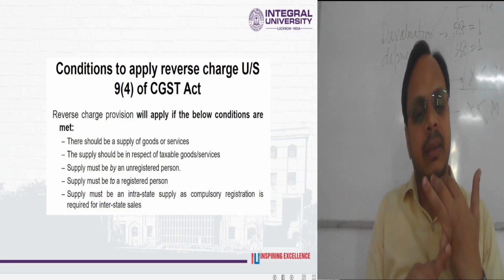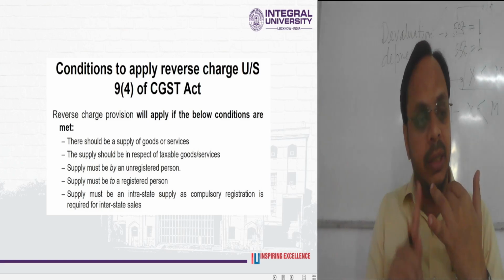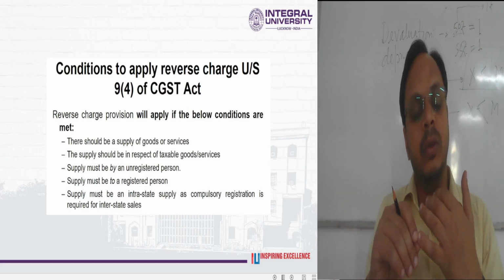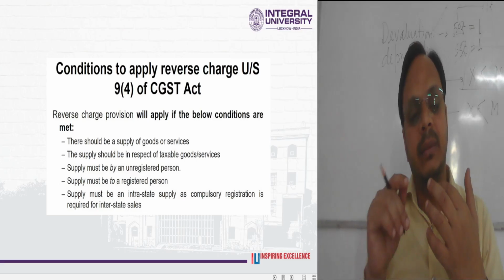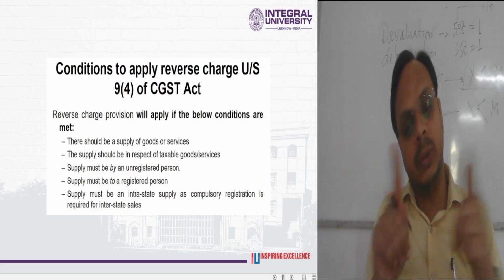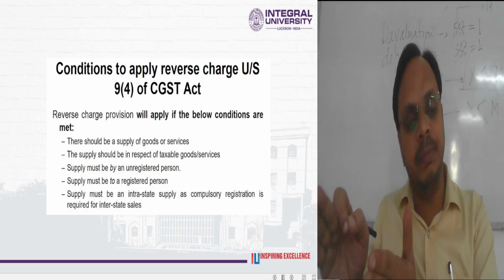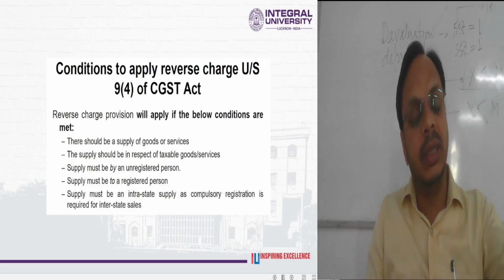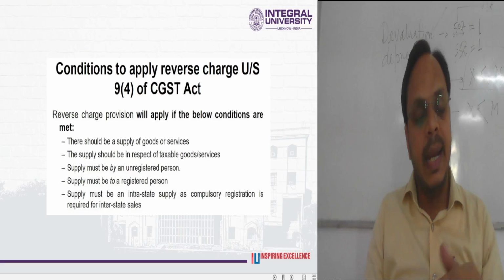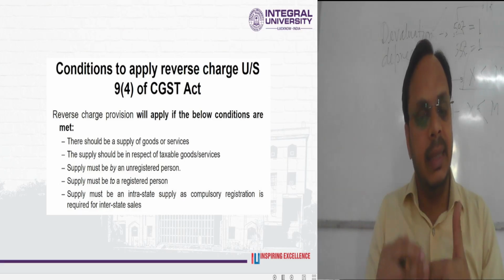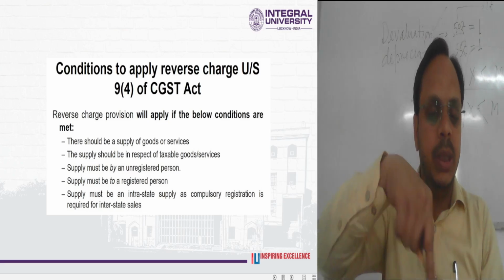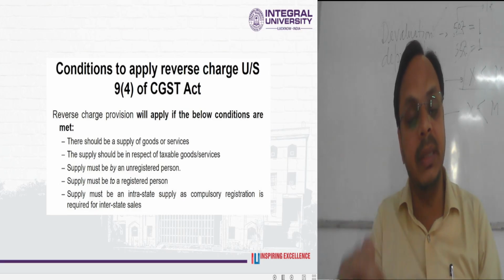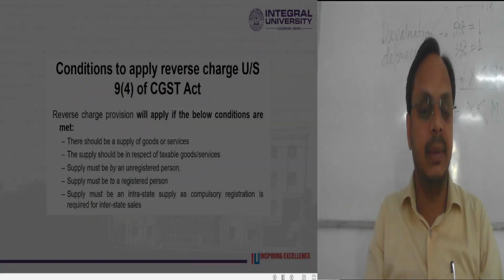First, the supply must be by an unregistered person, meaning the person is not registered under the goods and service tax regime, and that supply must be to a registered person, meaning the recipient must have registration under GST. And the supply by an unregistered person to the registered person must be a case of intra-state supply, meaning supply within the state, not interstate. The supply must be intra-state, and compulsory registration is required for interstate sales.